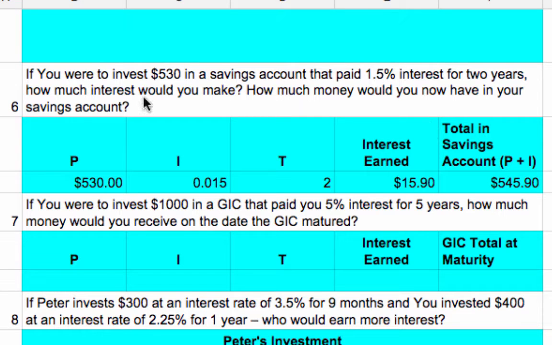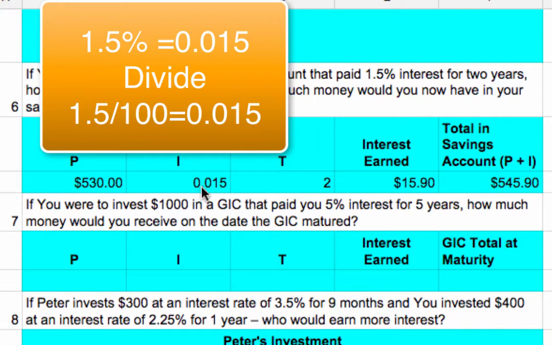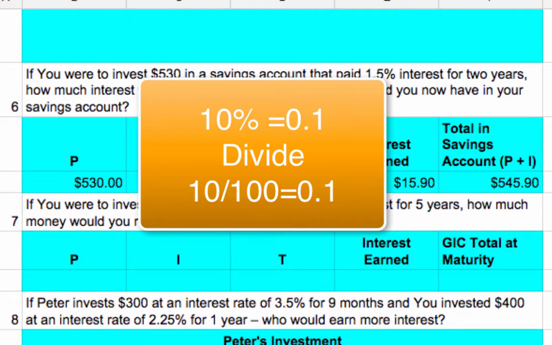Well, if you look here, I've done the first example for you, and I've done it right on your worksheet. Question 6, the answer is done for you. Basically, our formula is principal times interest times time. And I've put in the principal is the $530 that you put in the savings account. The 1.5% interest, here's another way of looking at it, is 0.015, just like 10% would be 0.1, and the time was 2 years.